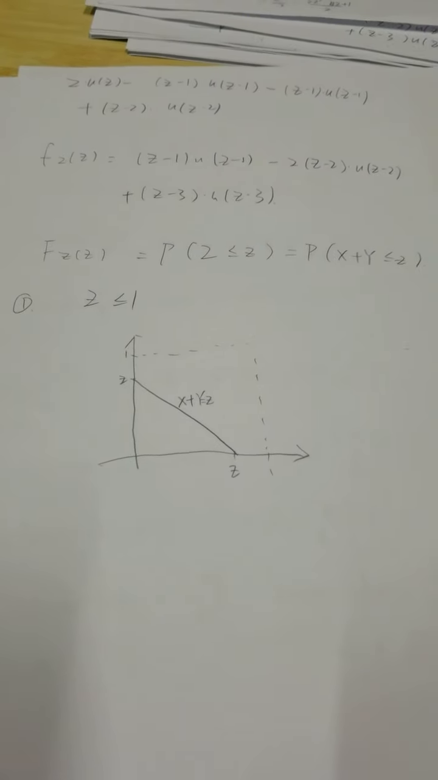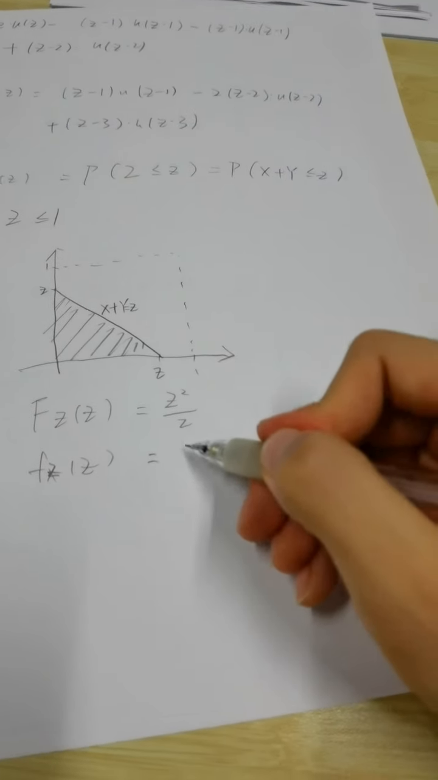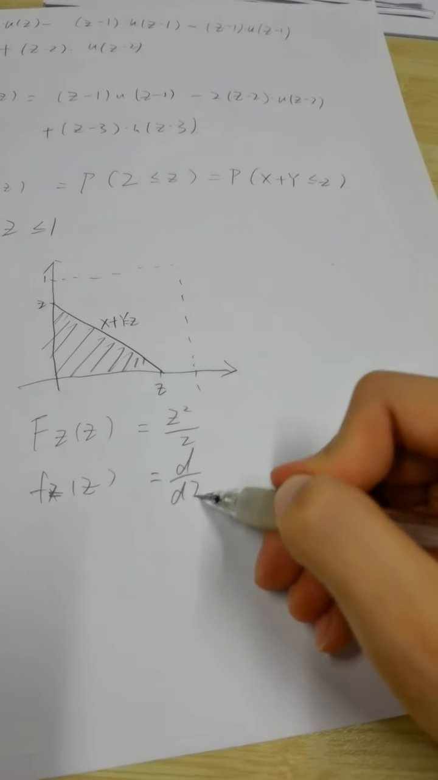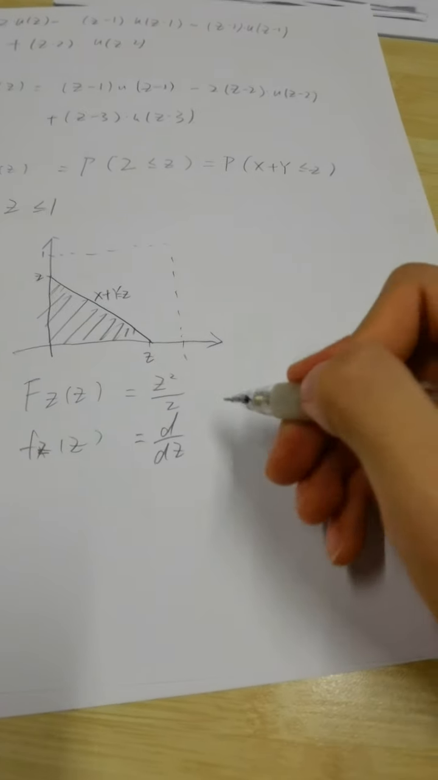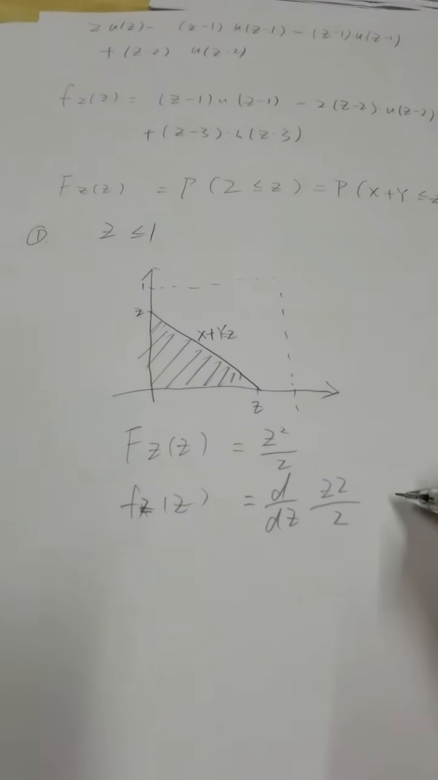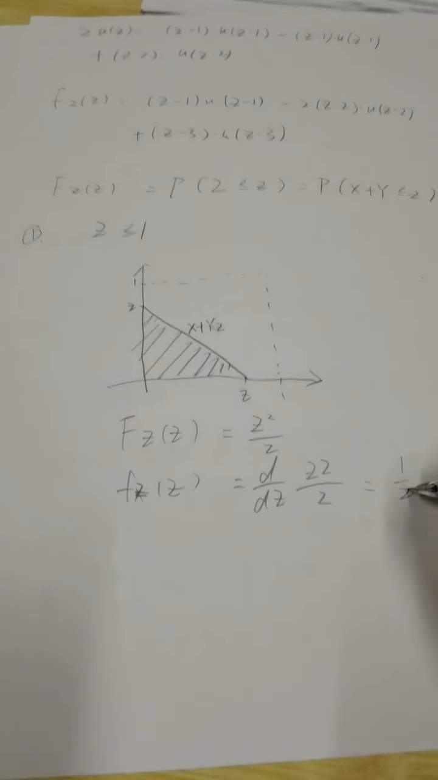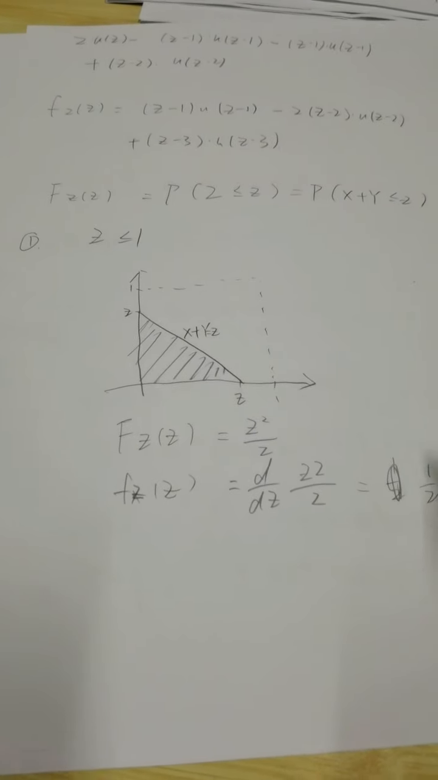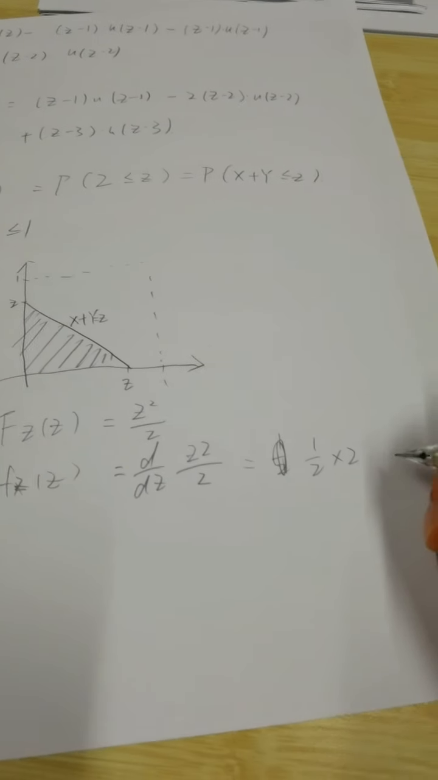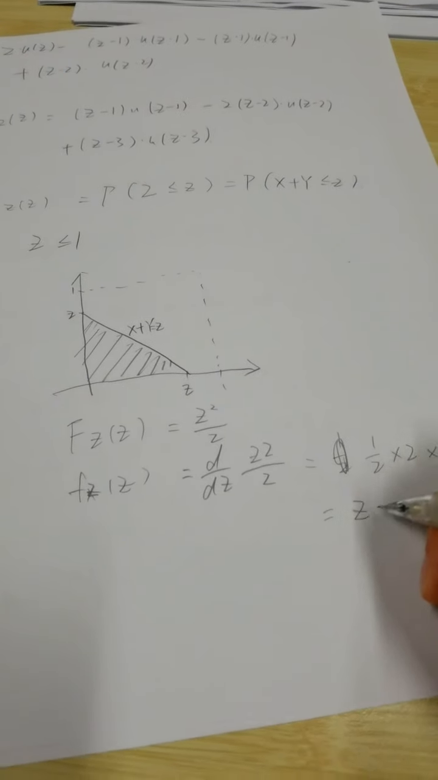And then if we want to get the density function, I just need to take the derivative of the distribution function, which is just directly equal to z.